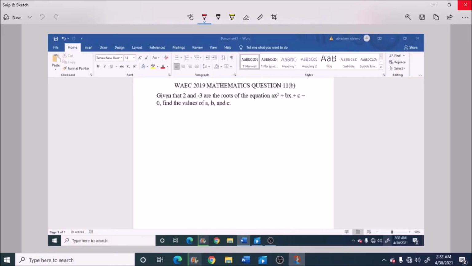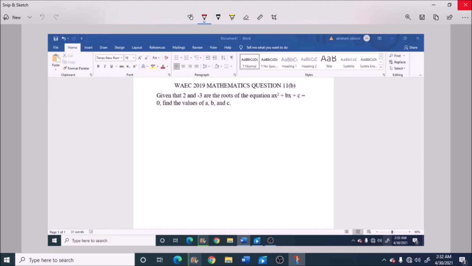Hello and welcome. Today I will be answering WAEC 2019 mathematics question 11b. Given that 2 and minus 3 are the roots of the equation ax squared plus bx minus c equals 0, find the values of a, b and c.